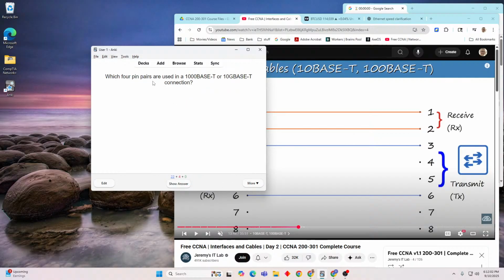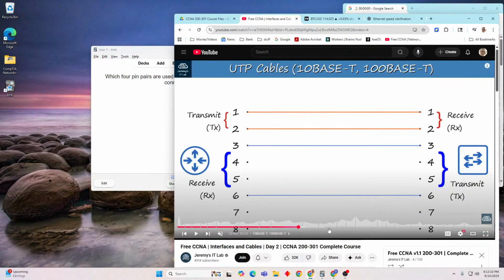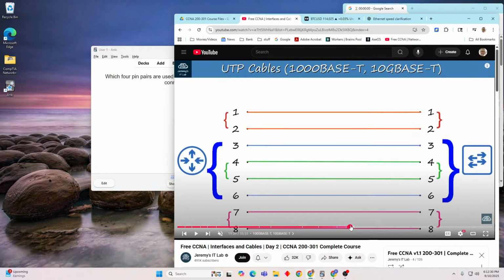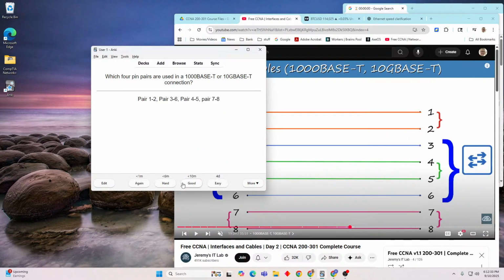Okay, which 4-pin pairs are used in 1,000 base T? Which pin pairs? Is that a fiber thing? Did he do that over here? Because he's not updating. There we go. All of them. How many bits are in 1 byte? 8.